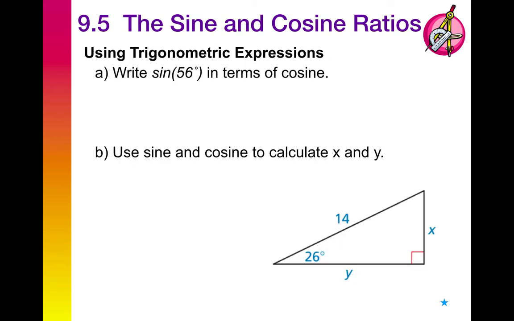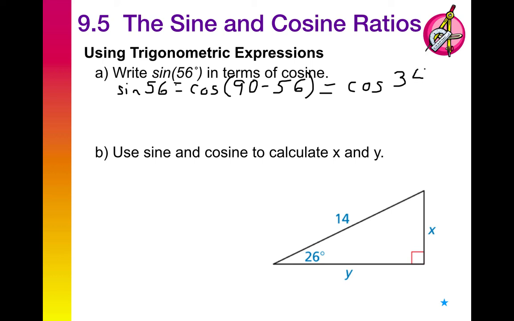So let's write the sine of 56 in terms of cosine. If I do that, then the sine of 56 is equal to the cosine of 90 degrees minus 56, which is the same thing as the cosine of 34. So now we wrote sine in terms of cosine, and those two things are equal to each other. Let's look at the second one here.